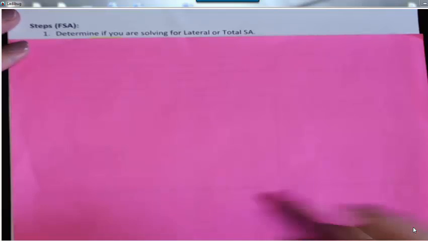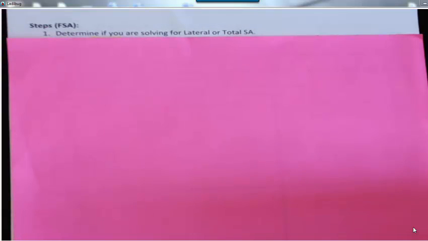Okay, the first step is we need to determine if we're solving for the lateral or total surface area. So you're going to be given word problems, because STAR always gives you word problems. It's not just going to be the picture and making it easy for you. So you need to be able to determine, am I trying to find everything, all of the faces, or just the lateral faces and not the bases?